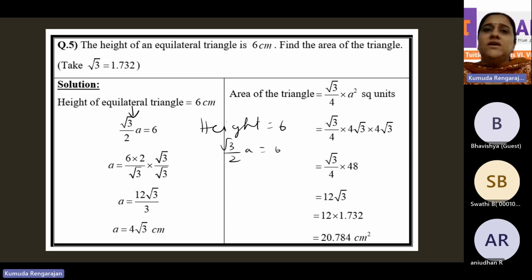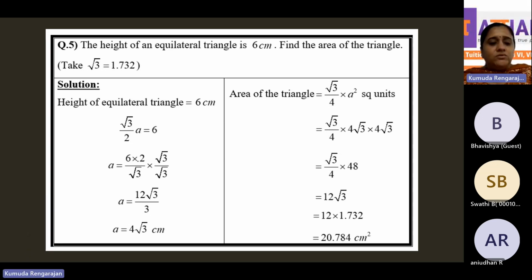What is the formula to find height? Root 3 by 2a. So height is equal to 6. That means root 3 by 2a is equal to 6. Because the formula to find height is root 3 by 2a. So if height is 6, that means root 3 by 2a is equal to 6.